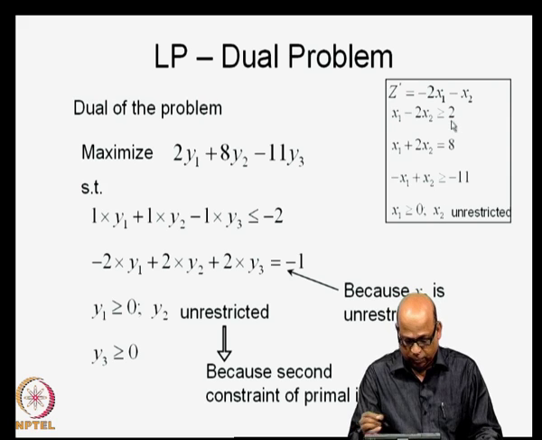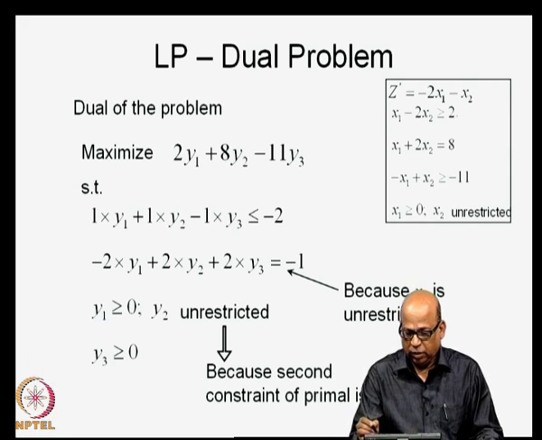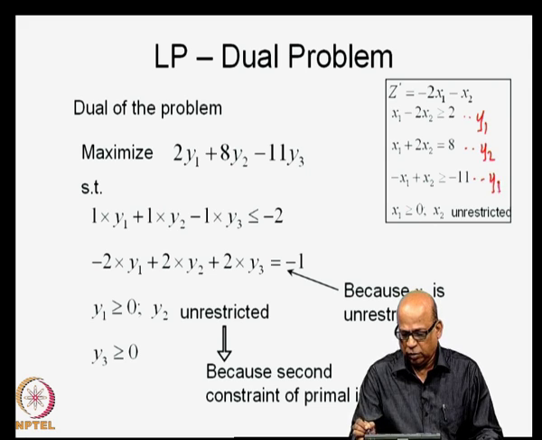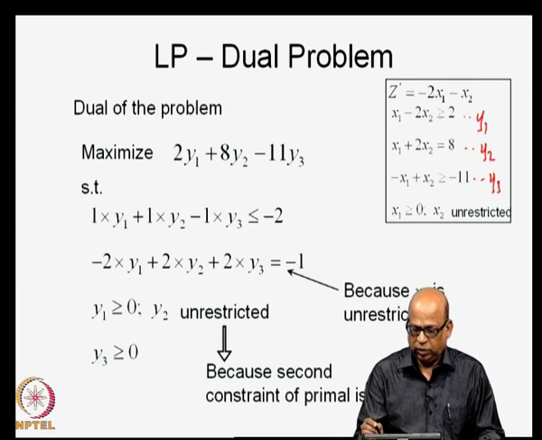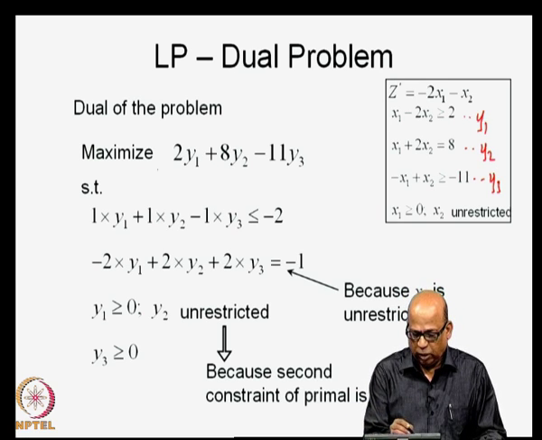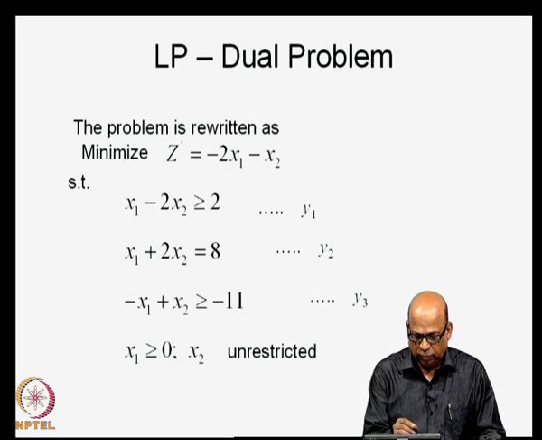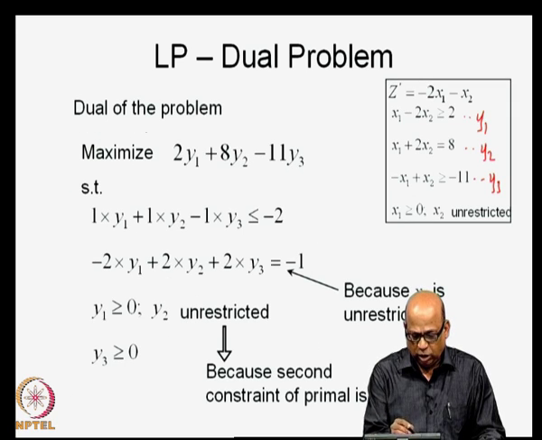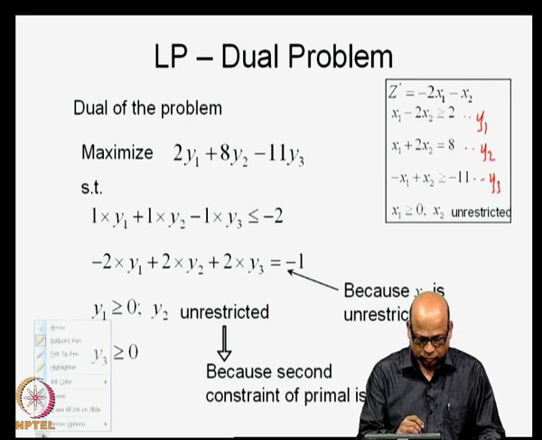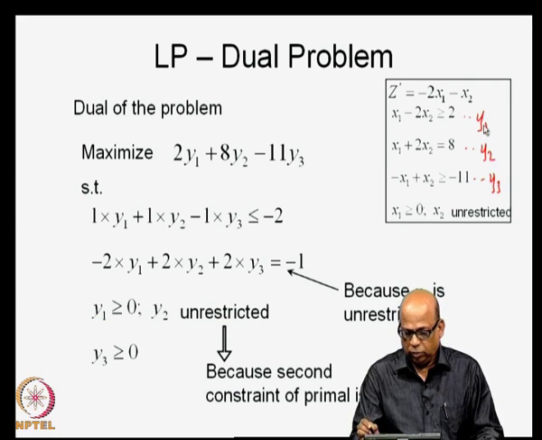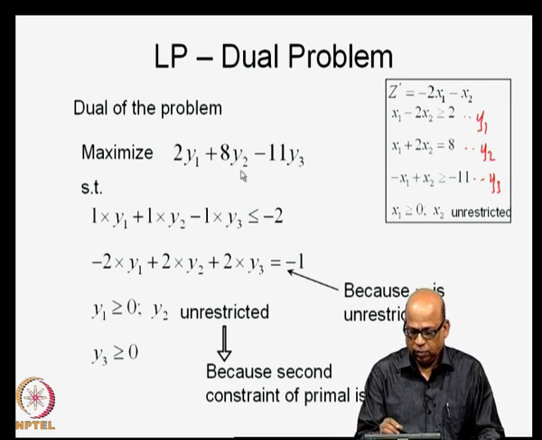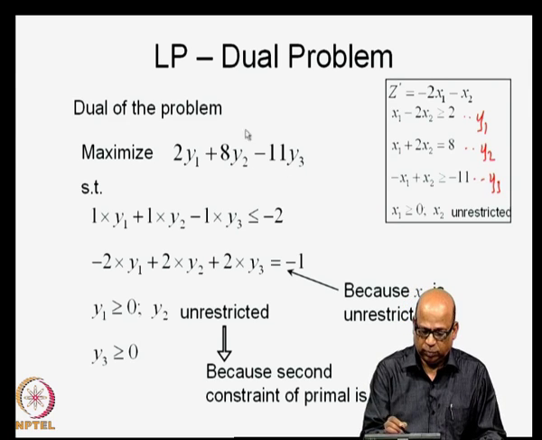look here at what we are doing, this is the original problem. So, I am writing this as y1, y2 and y3. These are the variables that I am associating with each of the constraints. So, what will be my objective function value? Because it was a minimization objective function, the dual problem will have the objective function as maximization. Then 2 into y1 plus 8 into y2 minus 11 into y3. So, this becomes the objective function.